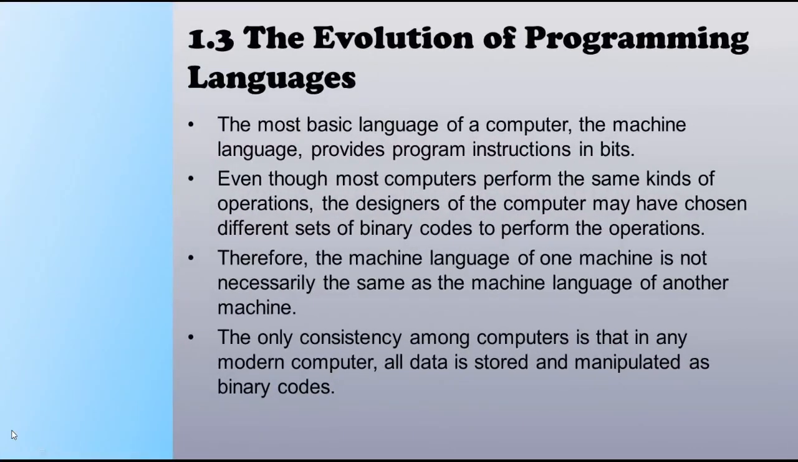The evolution of programming languages. The most basic language of a computer, the machine language, provides program instructions in bits. Even though most computers perform the same kinds of operations, the designers of the computer may have chosen different sets of binary codes to perform the operations. Therefore, the machine language of one machine is not necessarily the same as the machine language of another machine. The only consistency among computers is that in any modern computer, all data is stored and manipulated as binary codes.